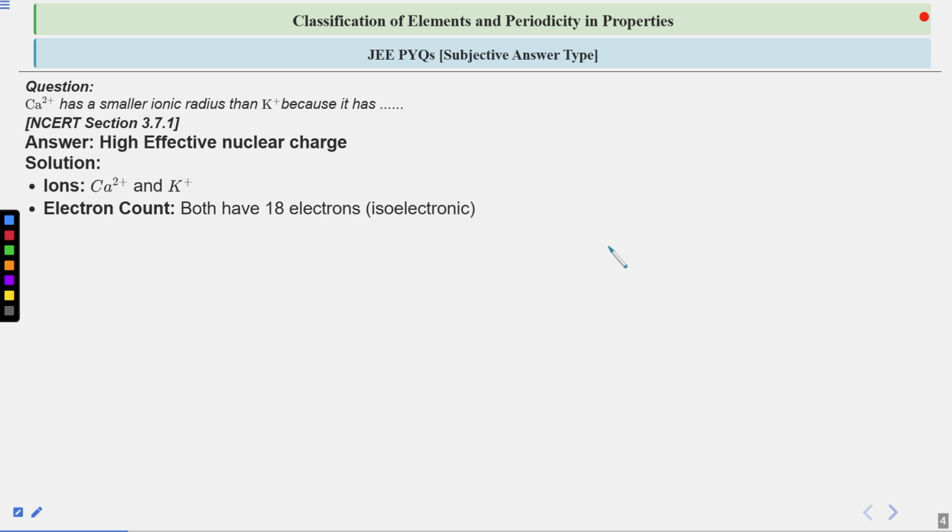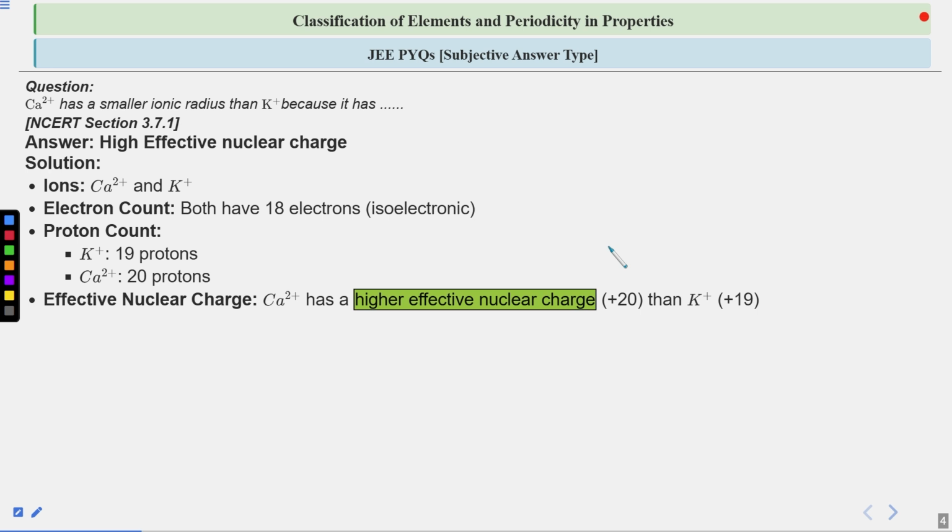Since they are having 18 electrons, but the count of protons is completely different for both of them. Potassium plus is having 19 protons and calcium 2 plus is having 20 protons. Therefore, due to this extra proton present in calcium 2 plus, there will be a higher effective nuclear charge. Means the positive charge at the center is increased by 1 unit here.